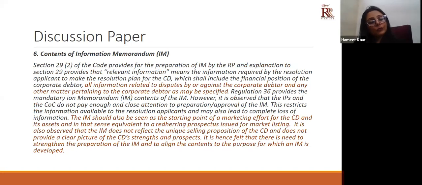The contents of the IM were also discussed and some proposals were given under this discussion paper dated June 2022. It talked about section 29(2) of the Code, which provides for preparation of IM by the RP, and the explanation to section 29 provides that relevant information means information required by the RA to make the plan, which shall include the financial position of the CD and all information related to disputes by or against the CD and any other matters pertaining to the CD as may be specified. Further, IBBI via regulations under regulation 36 have provided the mandatory information in the IM contents.